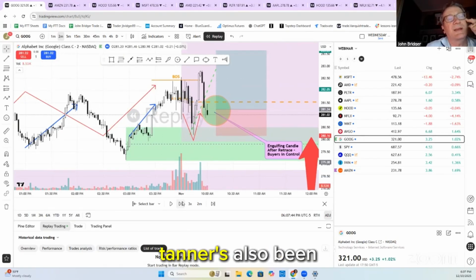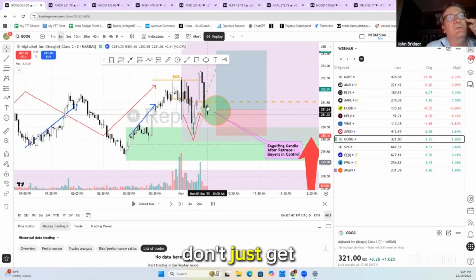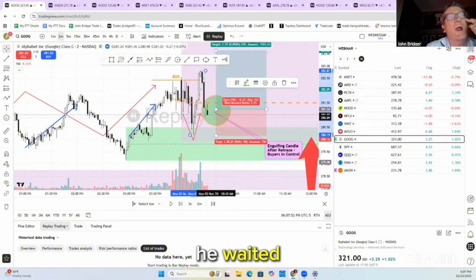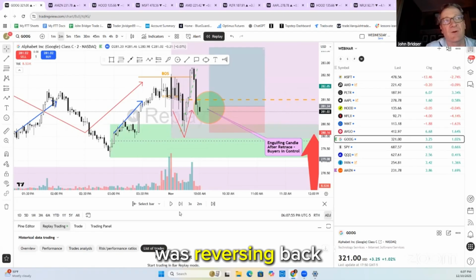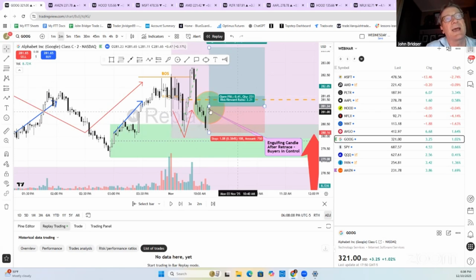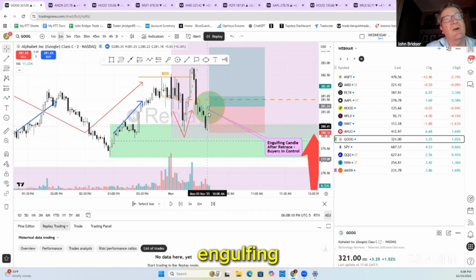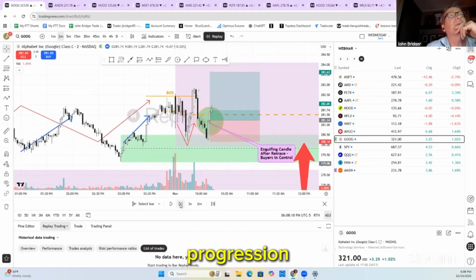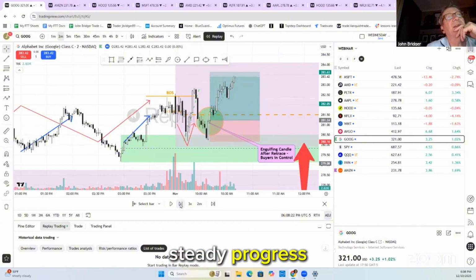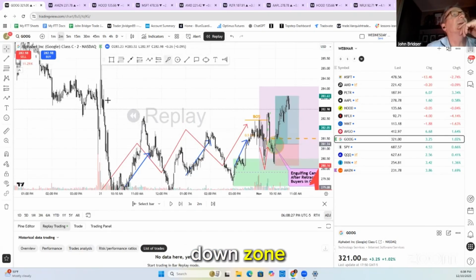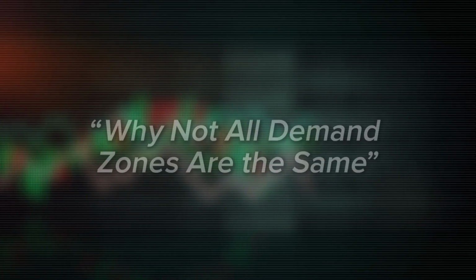The other thing Tanner has been focusing on a lot with his trading is don't just get in on the retrace. He didn't just jump in on this 50% retrace. He waited for some signal that price was reversing back to the upside, and we got that, an engulfing candle break. Once you got that engulfing candle, that gave Tanner the confidence to take the trade. Then you see a nice progression. It never even went negative, I believe, just steady progress until he hit his profit target. He uses this little down zone right here, boom, and that became the area of interest for his profit take.